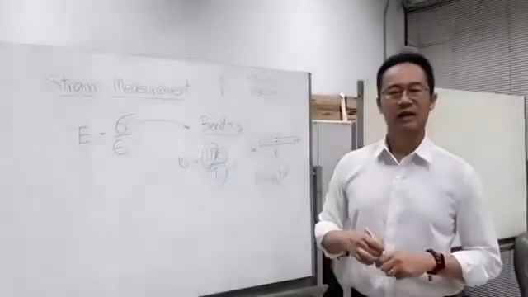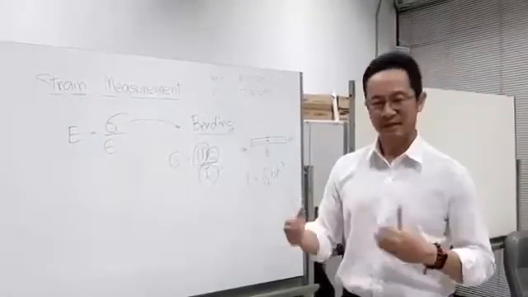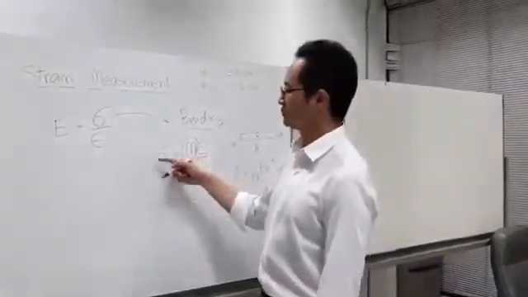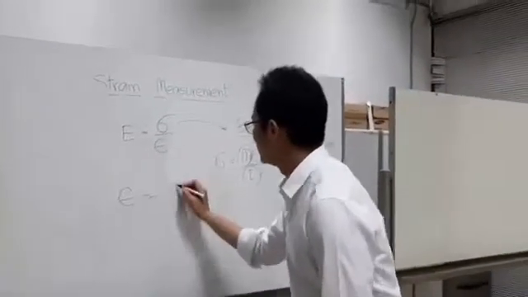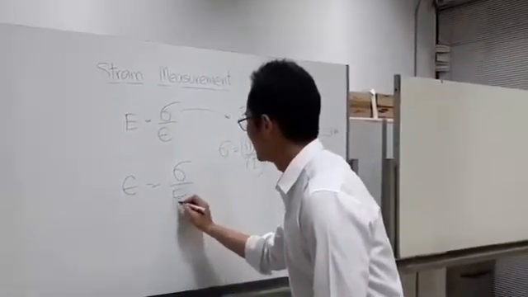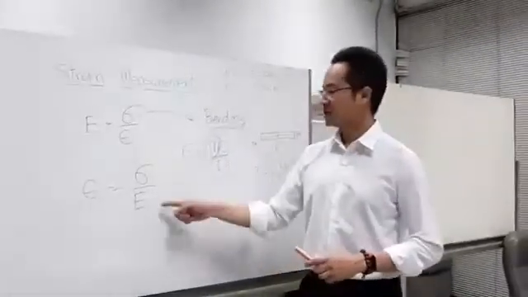And what about the moment? I will show you later. The moment is force times distance. If you get the normal stress, you can find the normal strain, which equals normal stress divided by the Young modulus.